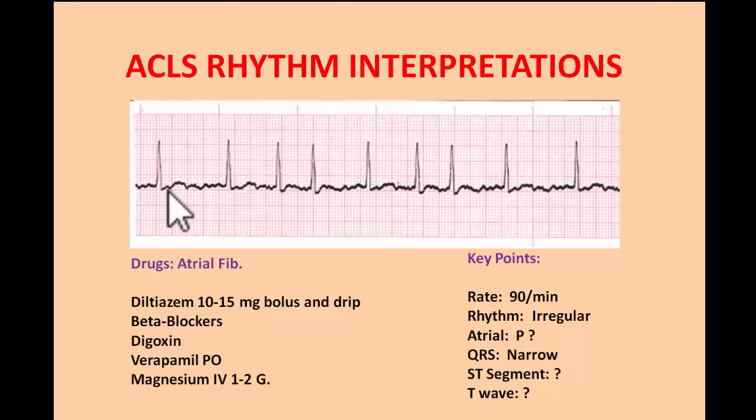We do not see any discernible P waves. The QRS complexes are narrow. It's hard to determine the status of the ST and the T wave segments. And this is a classic example of atrial fibrillation with adequate ventricular response. If the rate was 130 or 140 or 180, then we would say atrial fibrillation with rapid ventricular response.